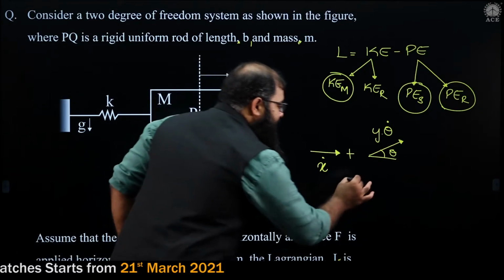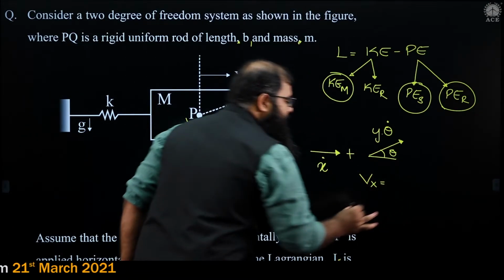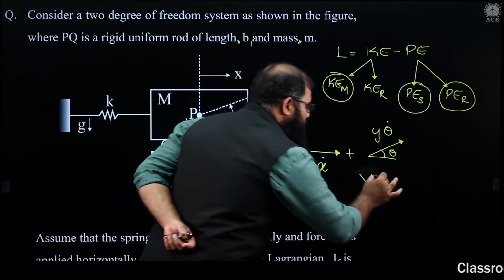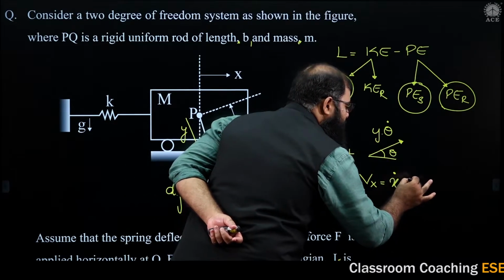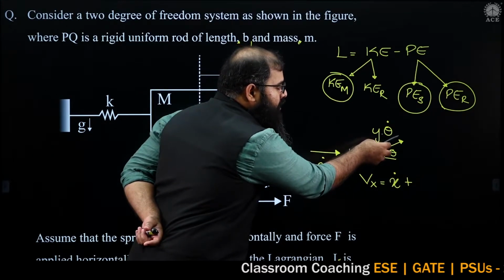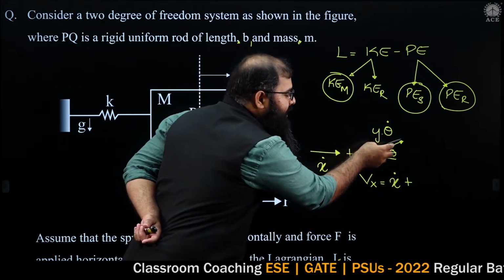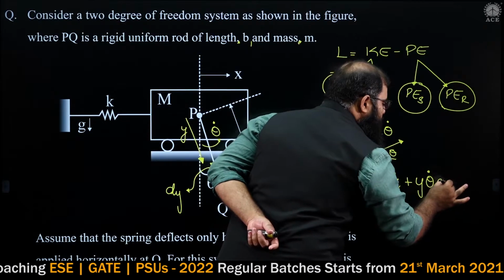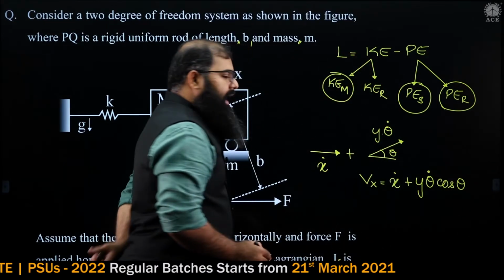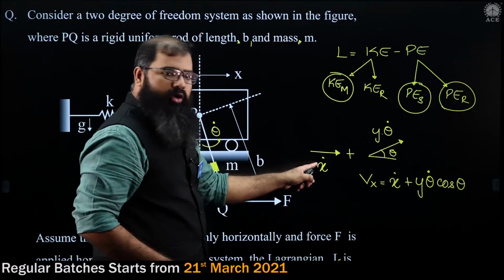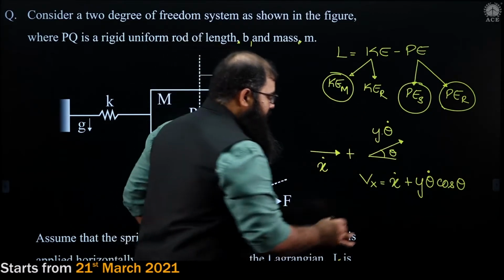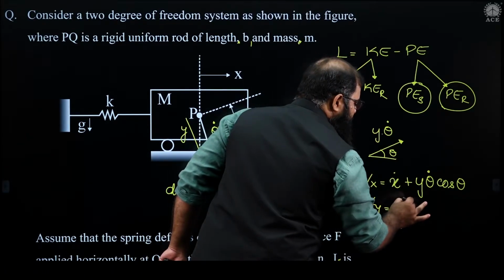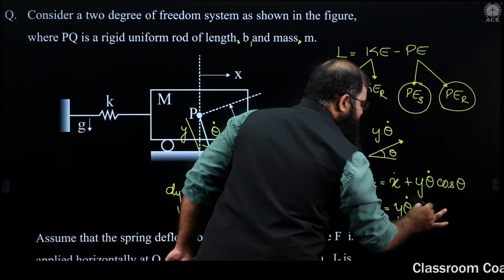Now I can say the net velocity in the x-axis for this differential element is equal to how much? It is equal to x dot plus the component of this in the horizontal, which is y theta dot into cos theta. And the component in the vertical: there is no contribution in the vertical from x dot, only from here. So Vy is equal to y theta dot into sine theta.